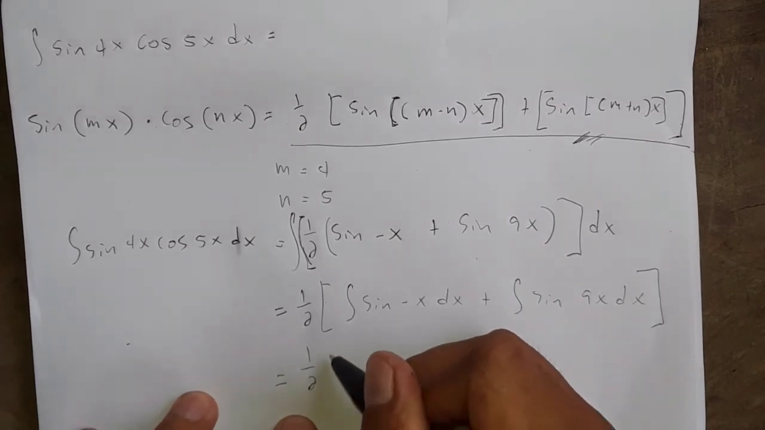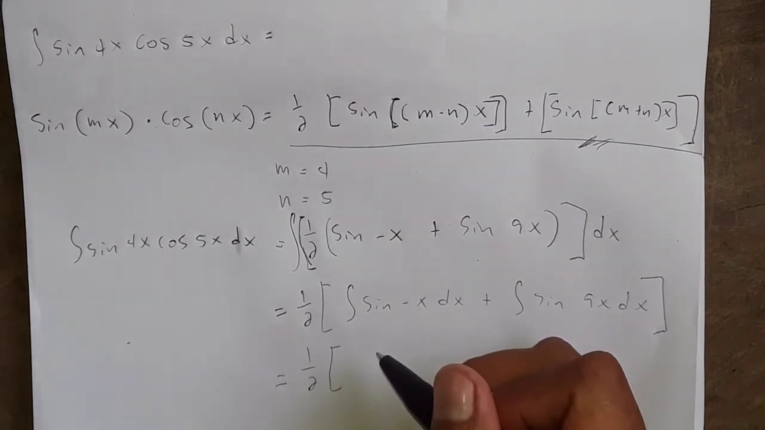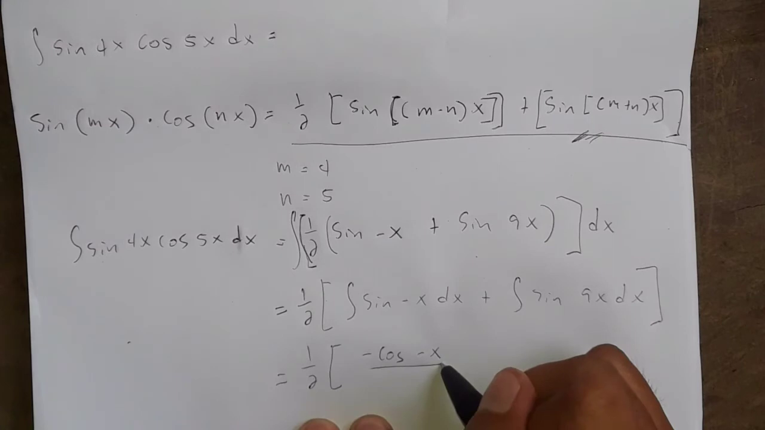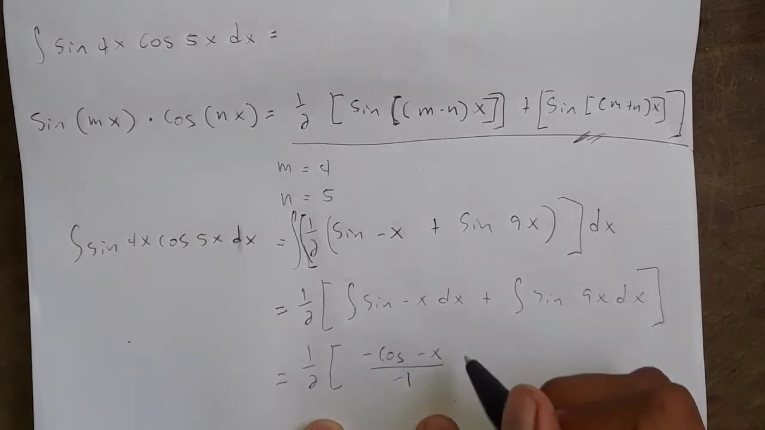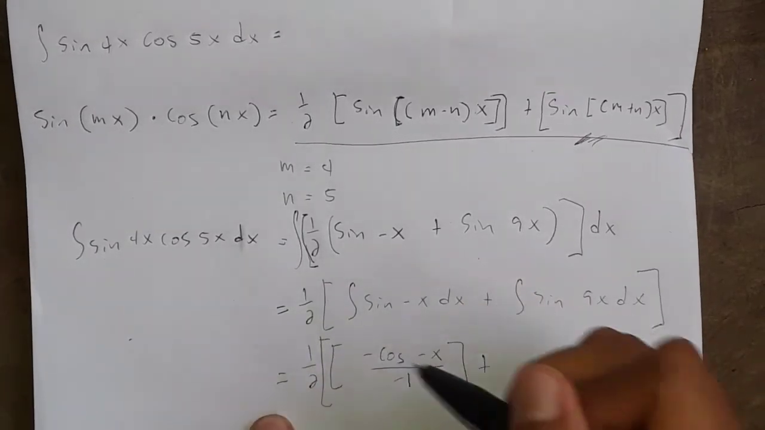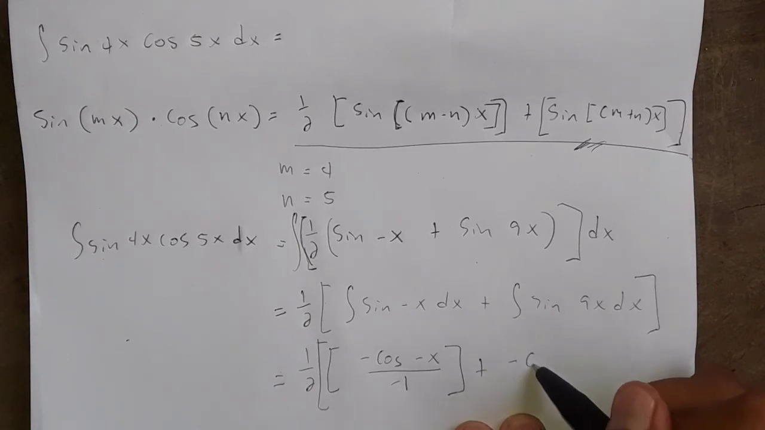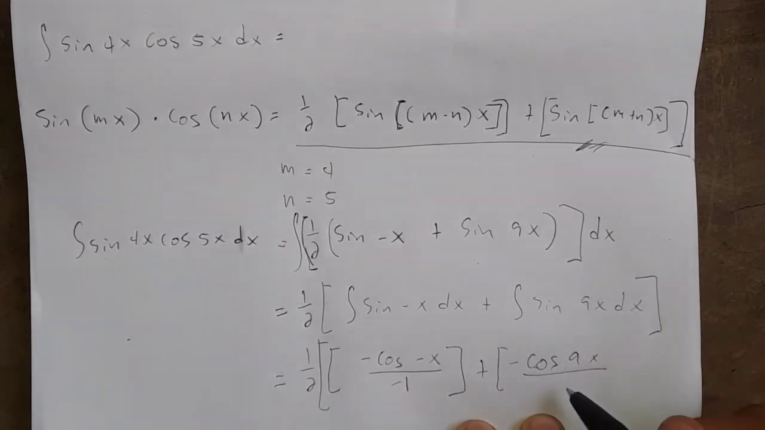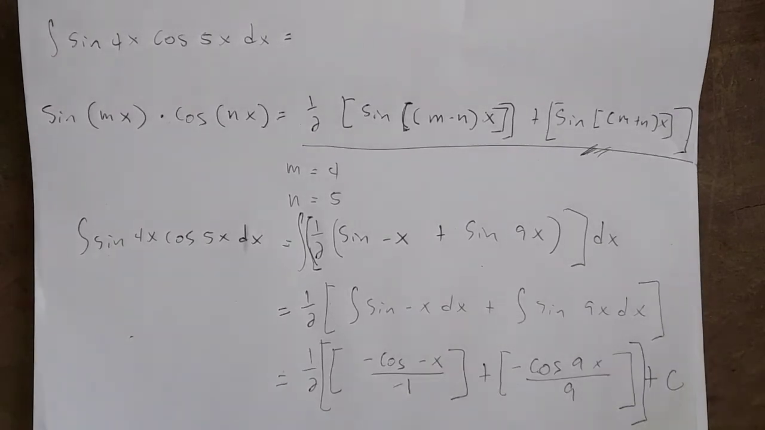In simplifying, we have 1/2. The integral of sine of minus x is, as our formula says, the integral of sine is negative cosine, so we have negative cosine of minus x, divided by the derivative of the inside function, which is negative 1, plus the integral of sine 9x, which is simply negative cosine of 9x, divided by the derivative of the inside function, which is 9, plus an arbitrary constant. So that was our answer.